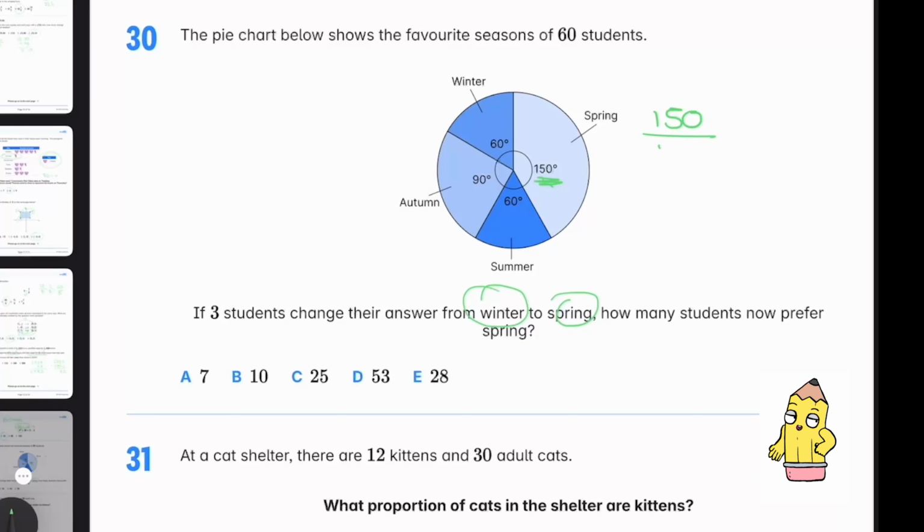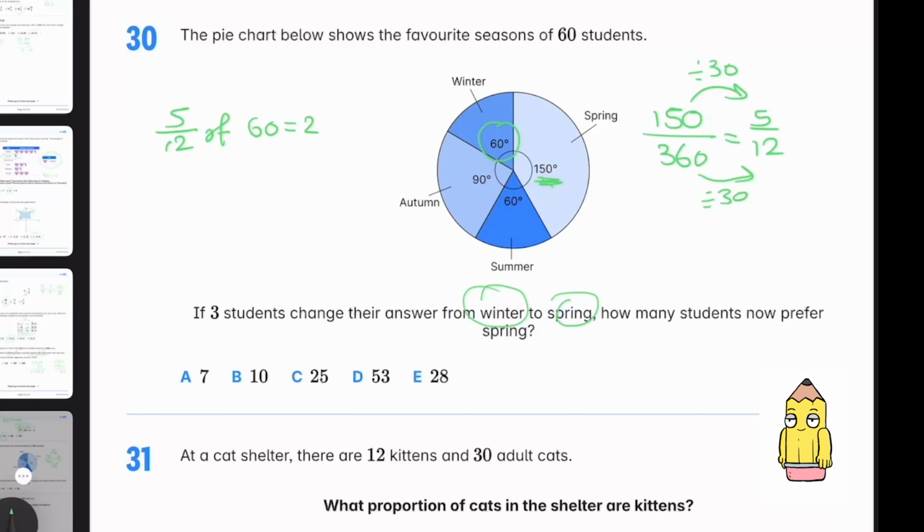So this fraction will be 150 over 360, which is the same as 5 over 12 if we divide by 30. This means that 5/12 of the students said their favorite season is spring. So we need to find 5/12 of 60. So we know 5/12 of 60 is 25. Remember, that's 60 divided by the denominator, which gives us 5. And then you multiply by the numerator, which gives us 25.